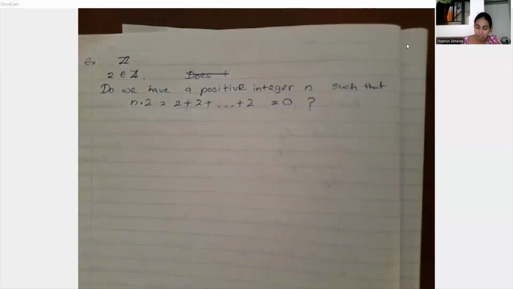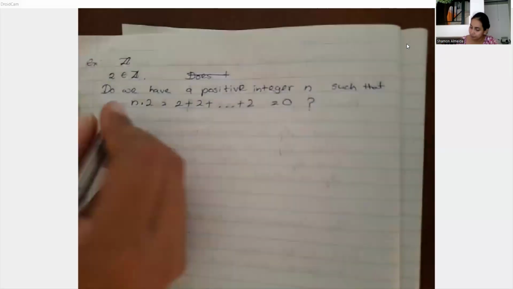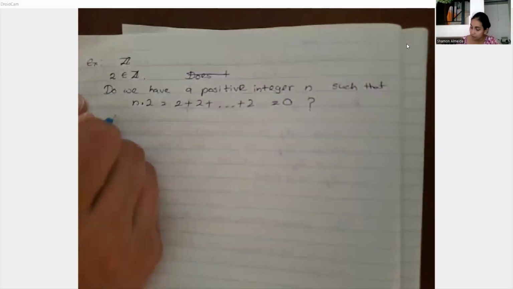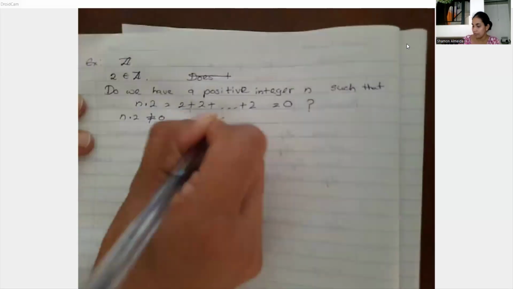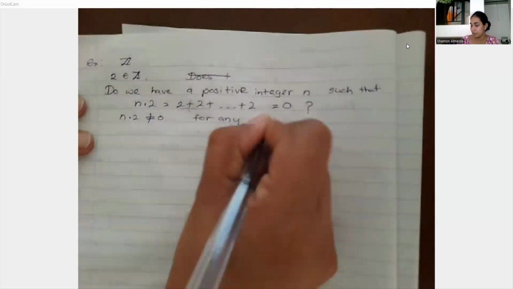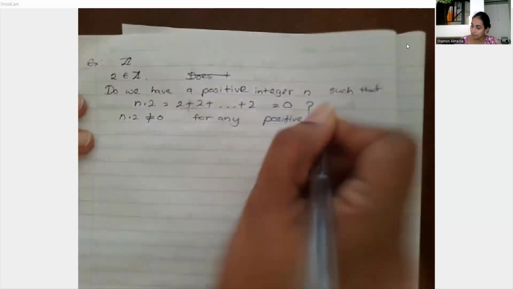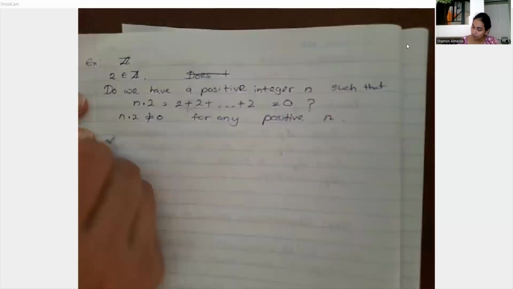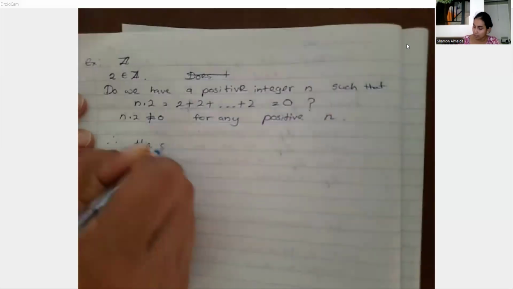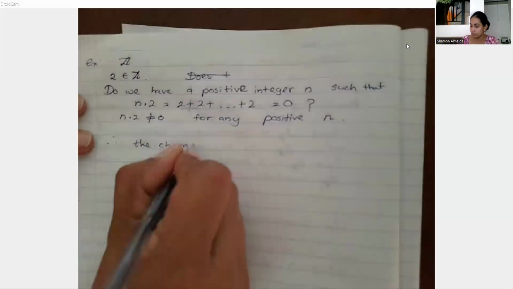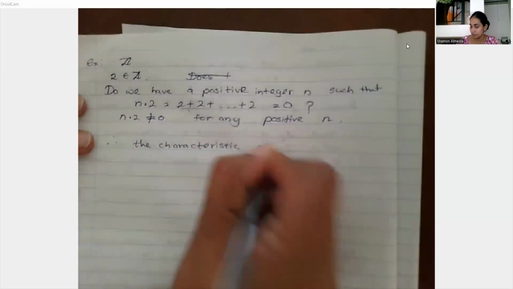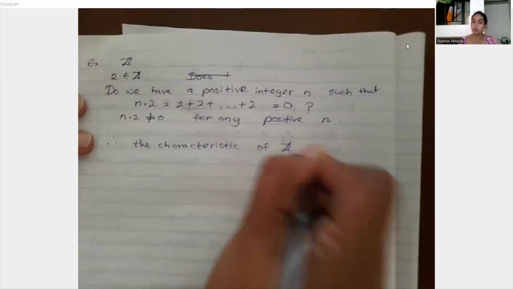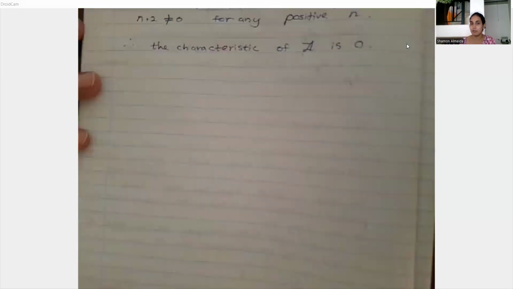So what does it mean by definition? The characteristic of the ring of integers is simply 0, since no such positive n exists. Therefore, the characteristic of Z is 0 by definition.